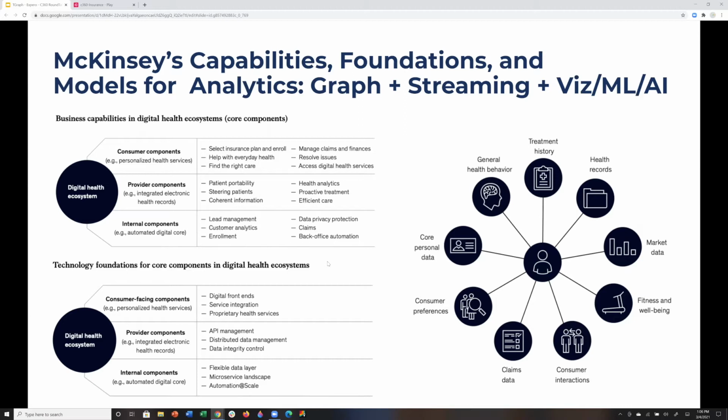The summary is we're looking at how to engage customers and members in new ways that have not been done before, and there needs to be new foundations from a business value perspective, but also from a technology foundation perspective. So McKinsey's insights here really point us toward graph and streaming and visualization and machine learning. Next slide, please.